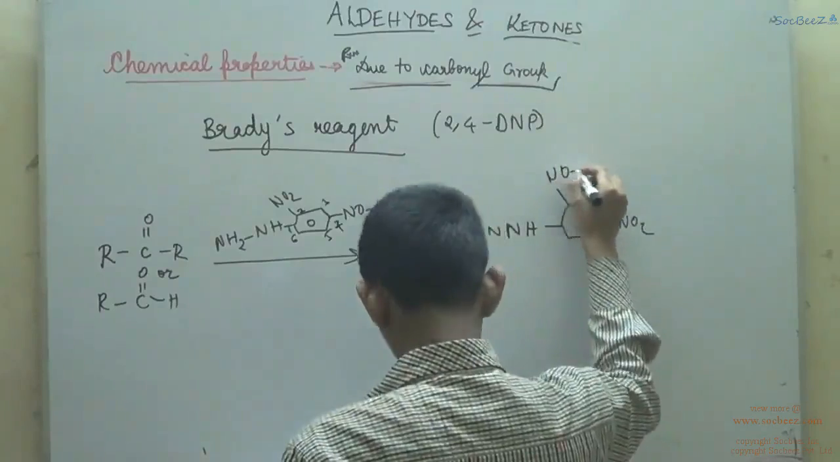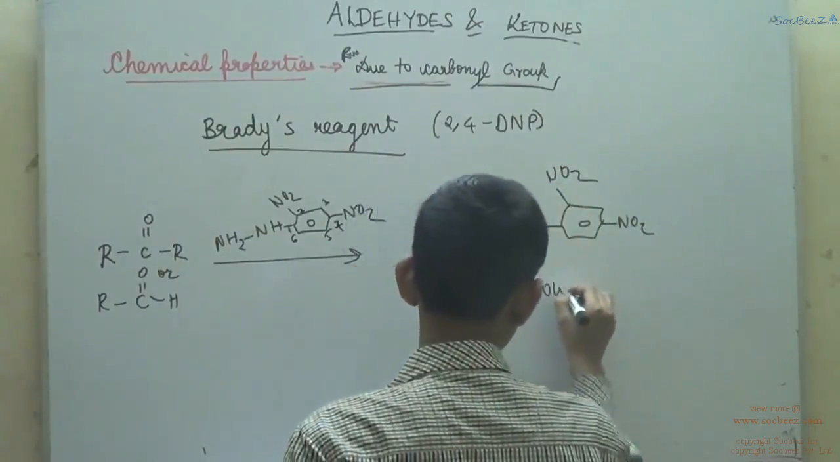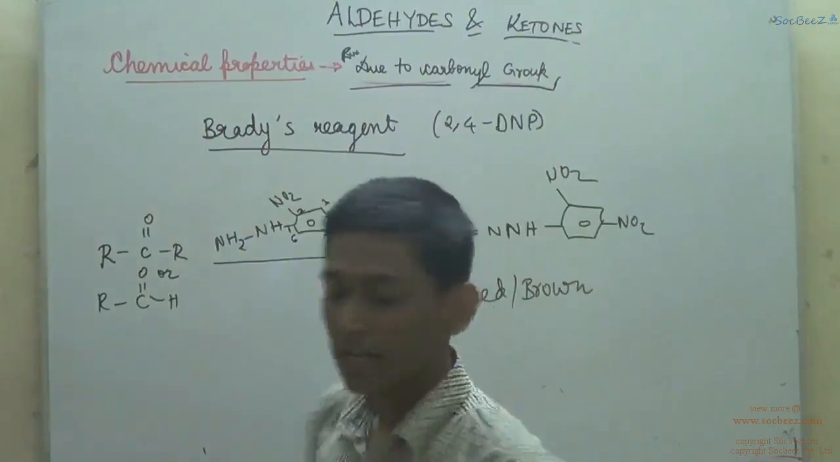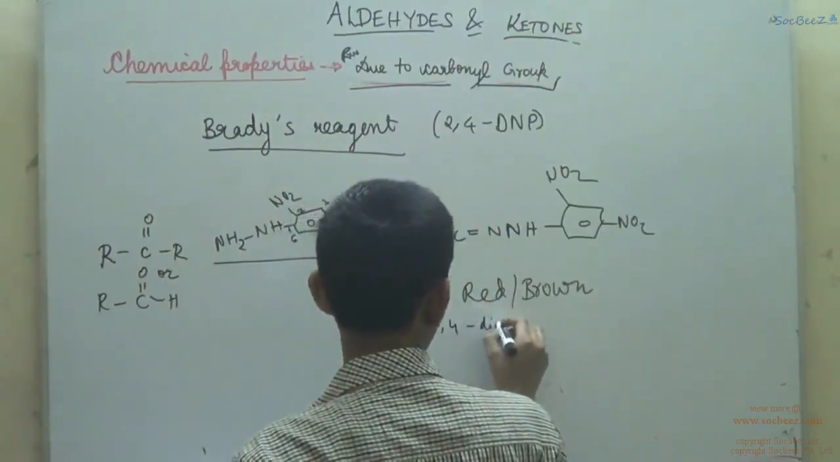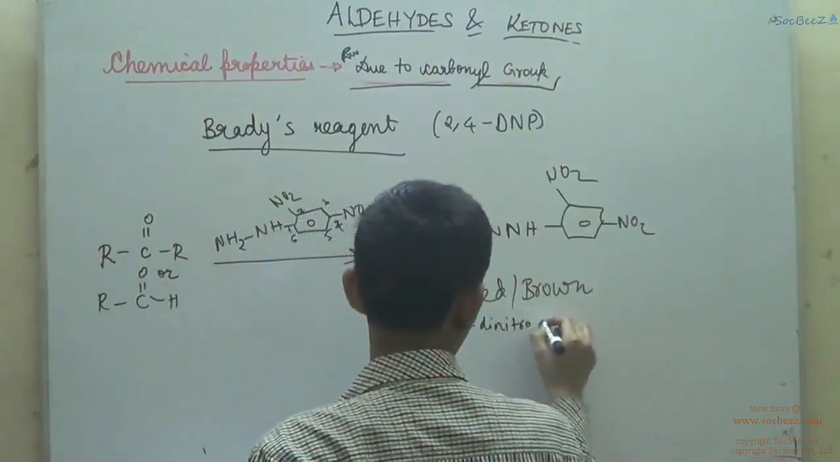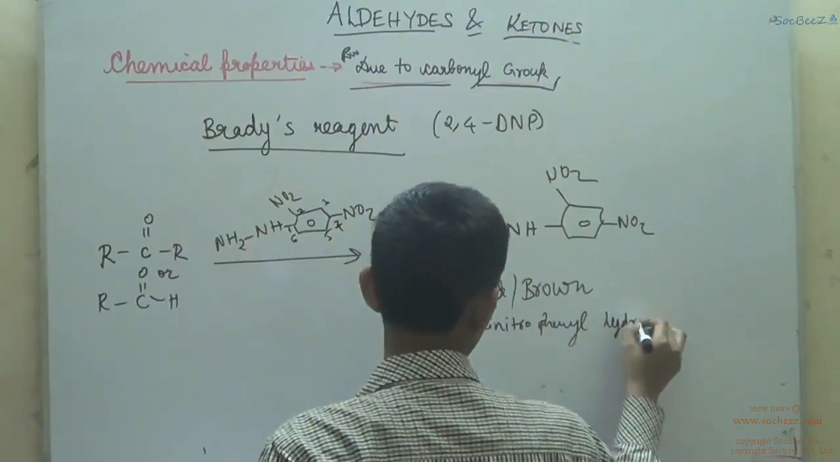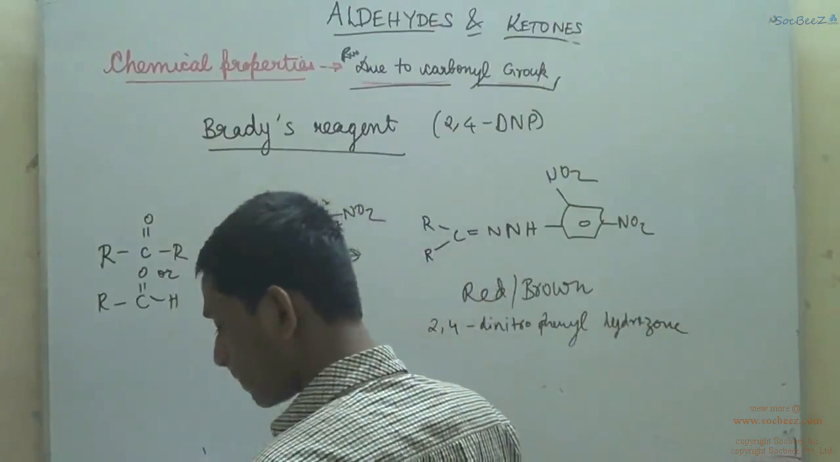because of the formation of a red or brown precipitate. Or generally it stays in solution, but in bulkier cases it precipitates. So this is 2,4-dinitrophenylhydrazone.